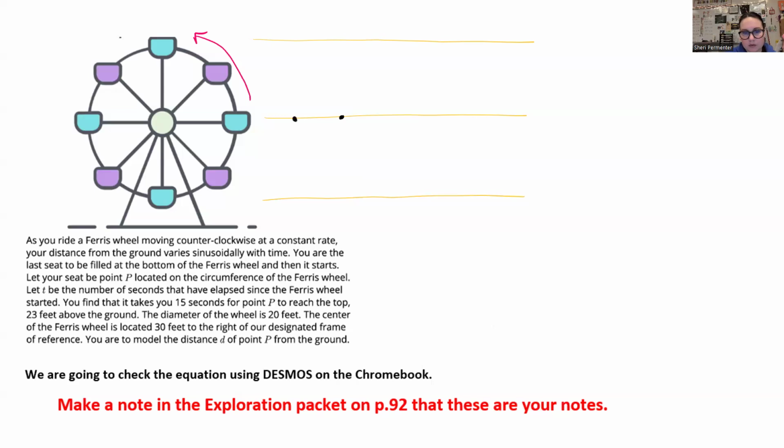1, 2, 3, 4, 5. And I know that I'm starting at the bottom. So that's important. If I'm starting at the bottom, then my graph is going to be like that. What kind of function is that? It's cosine, but it's a frowny face. So it's a negative cosine.